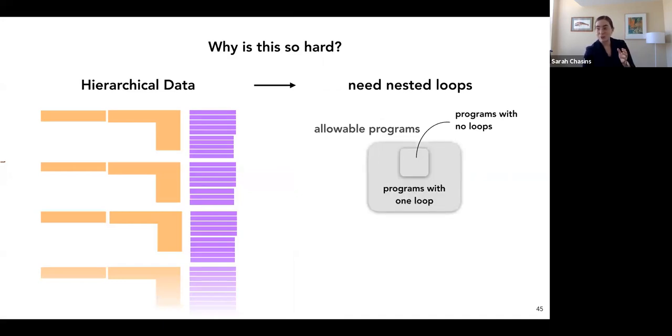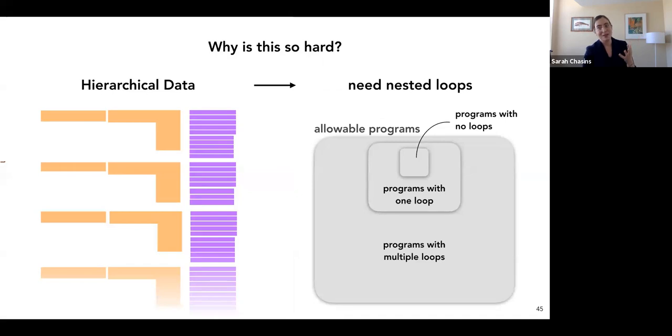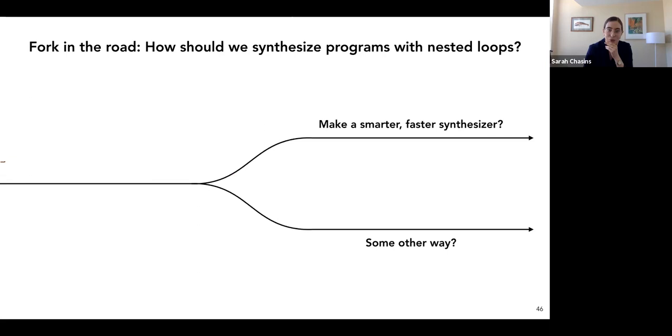If it's programs with one loop, well, that's a huge space. With multiple loops, now we're really getting into dangerous territory. And so here we hit a fork in the road. Do we just keep pushing on the traditional smarter, faster synthesizer approach? Or is there some other way? Is there something else we can do here?